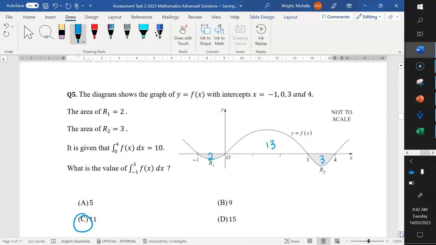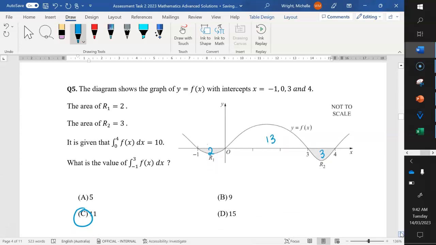Okay, this one was not done really well. A lot of debate, I know, about this one, I would suggest. So the diagram shows the graph of the function y is f of x, so that's our curve there. It's a power of 4 and it's given us the zeros, but that's okay. Minus 1, 0, 3, and 4. And it says the area of R1 is 2, so the area below that graph is 2. The area of R2 is 3.